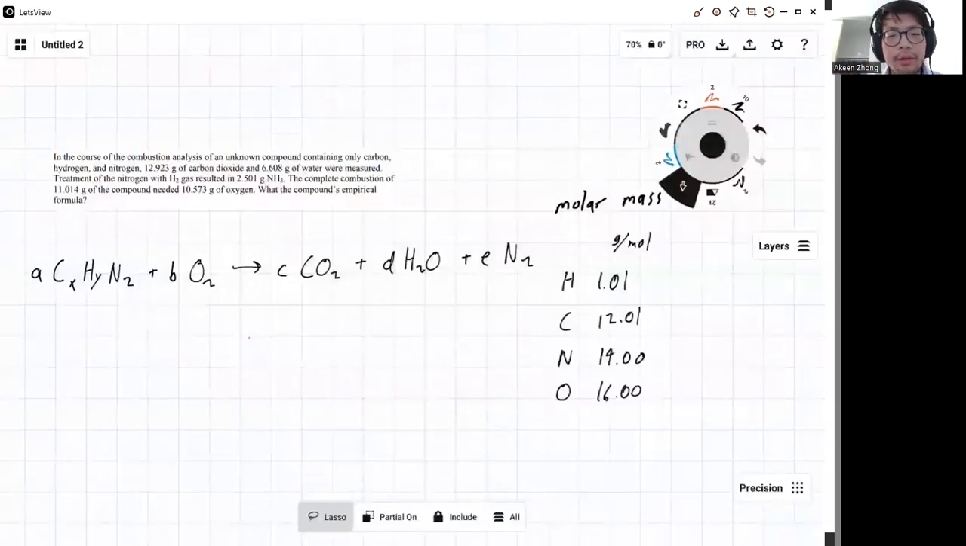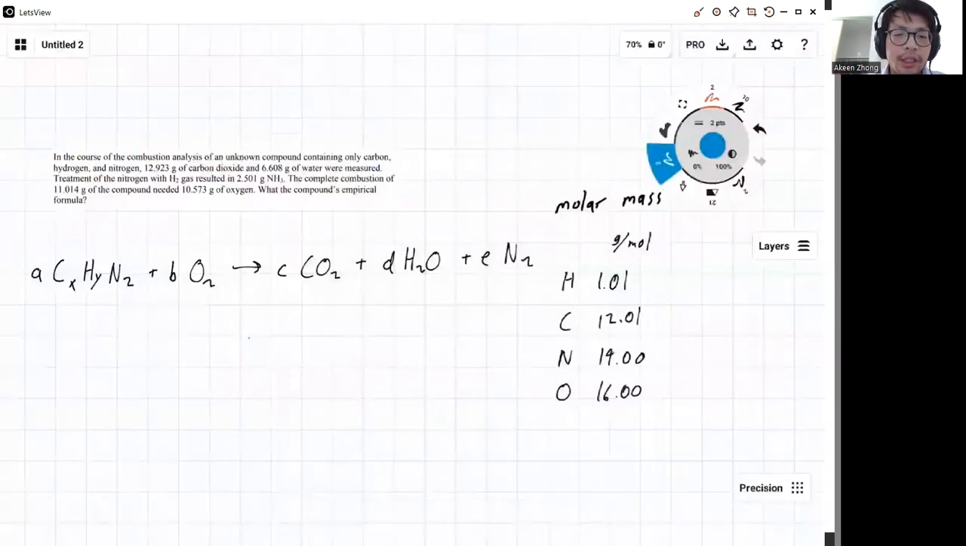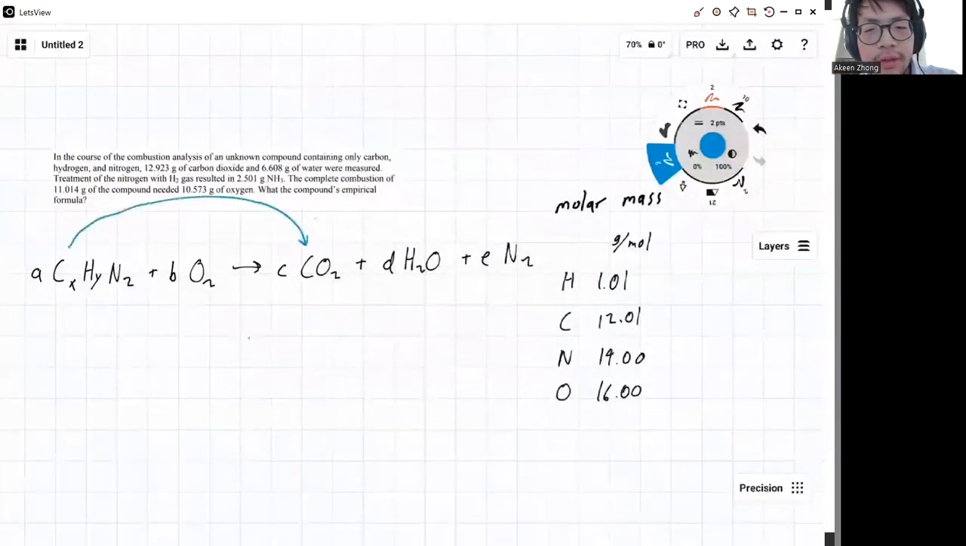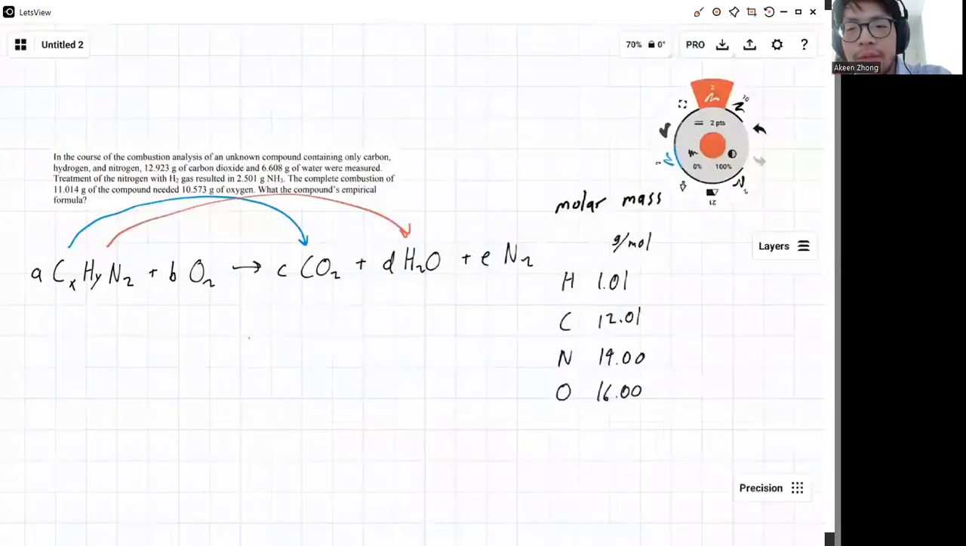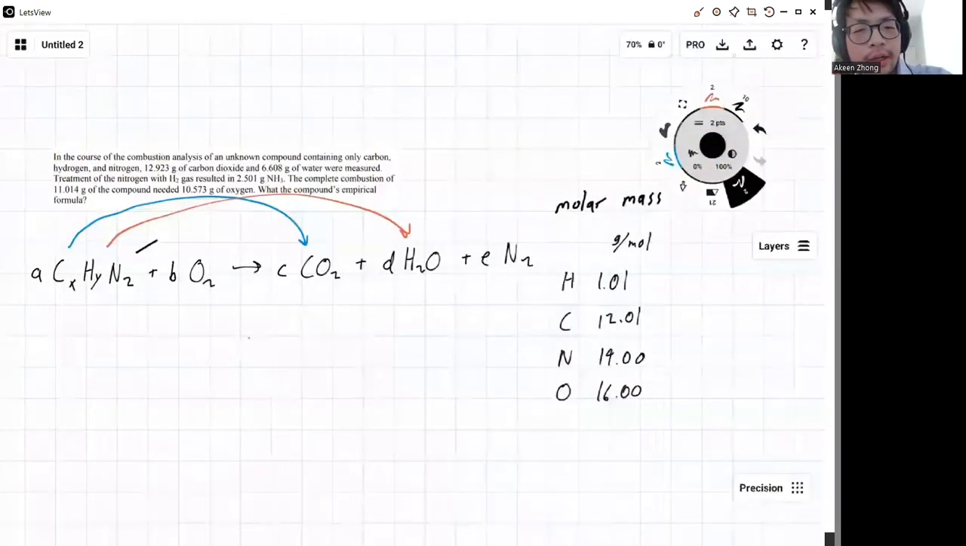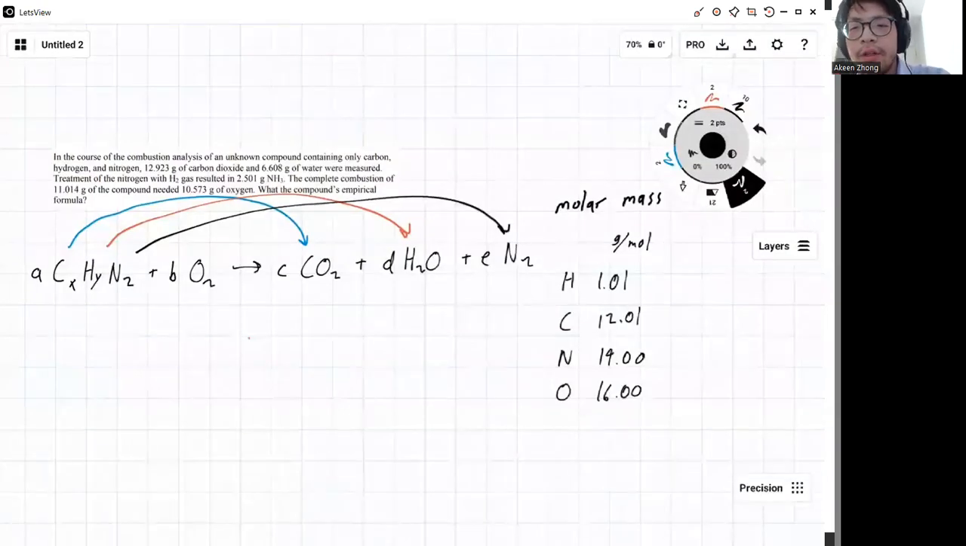So this is the combustion analysis problem with a compound containing carbon, hydrogen, and nitrogen, resulting in a complete combustion, which means no carbon monoxide is produced. So we can see all the carbon turns into carbon dioxide, all the hydrogen ends up as water, and all the nitrogen will go here, turned into ammonia in a later step.